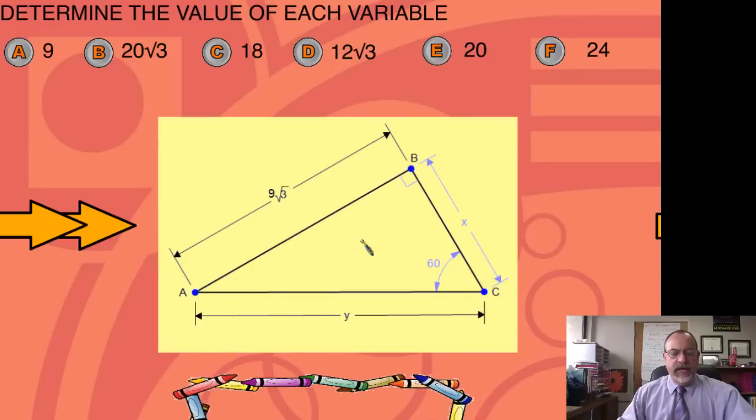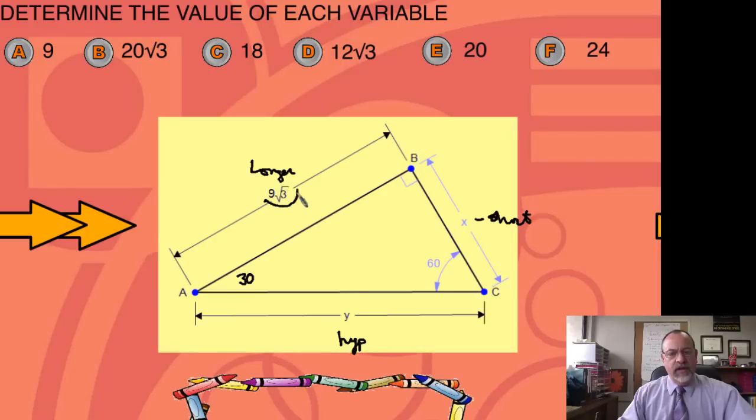Okay, in this example again, we recognize that this is a 60, so this must be a 30-degree angle here, so this is a 30, 60, 90. And again, I want to identify my parts first, so opposite the 90, this is my hypotenuse then. And then this is opposite the 30, so this is going to be my shorter side. And then this is opposite the 60, so this is my longer side. Okay, now I have to decide which equation to use.